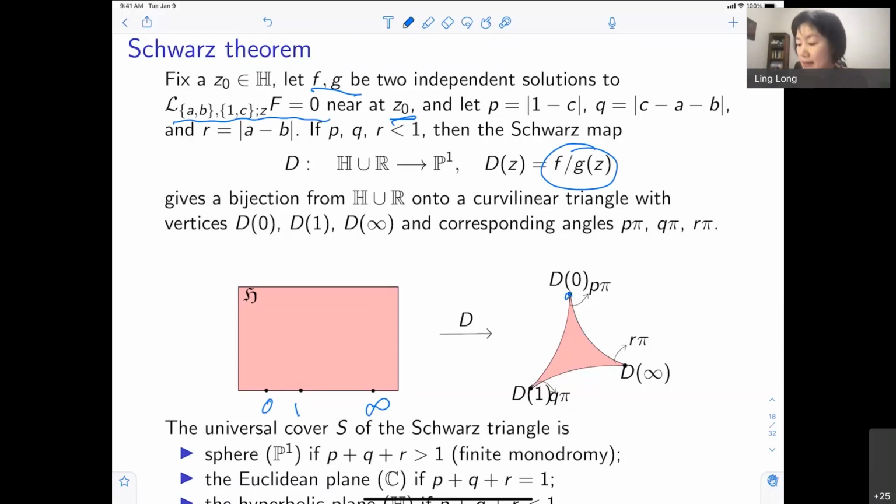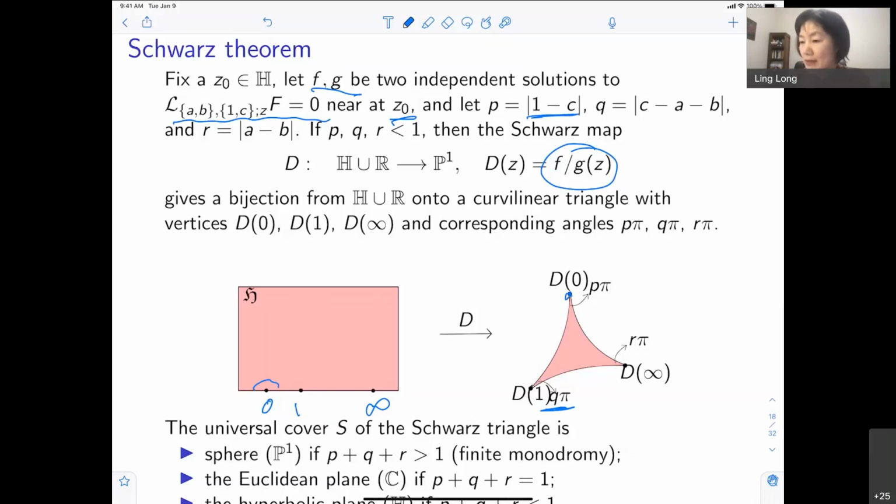And then there will be a wrapping around, originally on the line over here, around 0. The upper half plane is kind of flat, forming an angle pi, and will be mapped to P pi over here. P is computed as 1 minus C. Okay? And so near 1, the angle is going to be Q, which is C minus A minus B. It's the special exponent near 1. At infinity, the angle will be A minus B.